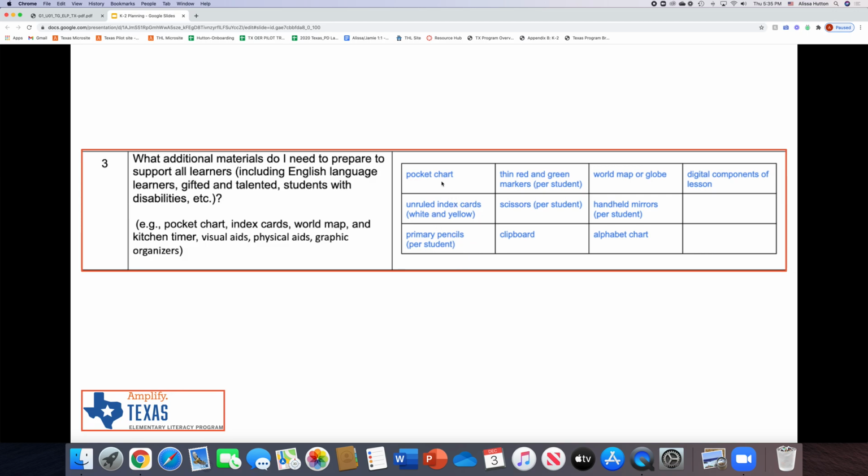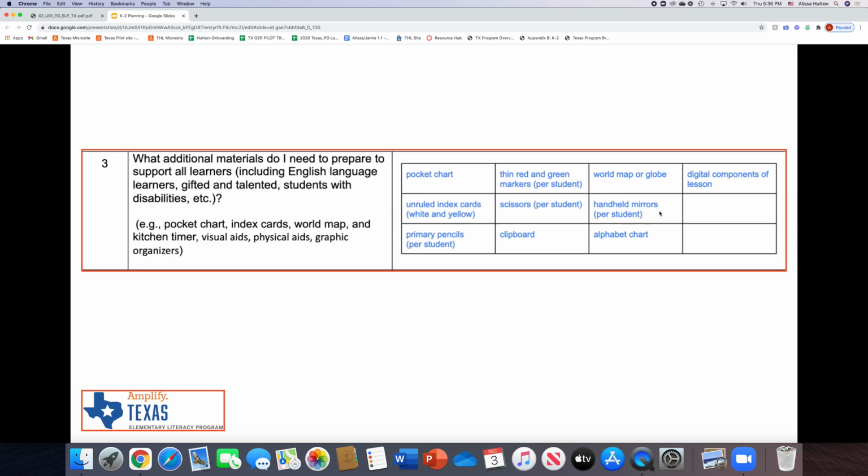I've made a chart so I can just cross off those materials as I gather them prior to teaching this unit. Again, I included things such as both a world map and globe. I listed those index cards that I needed in both white and yellow. And I also included both of the optional materials listed.